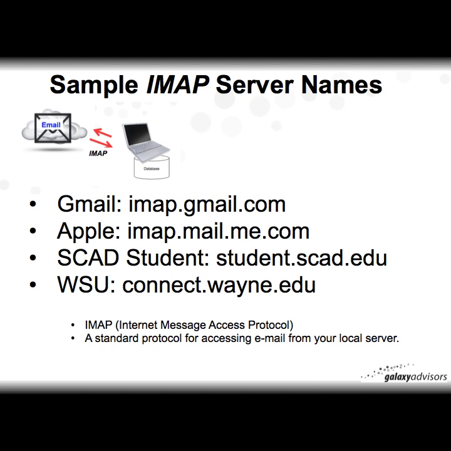So here are a few samples of IMAP server names. For Gmail, imap.gmail.com. Apple, imap.mail.me.com. SCAD student is student.scad.edu, and Wayne State University is connect.wayne.edu. So this gives you a sample of what these server names appear to be.